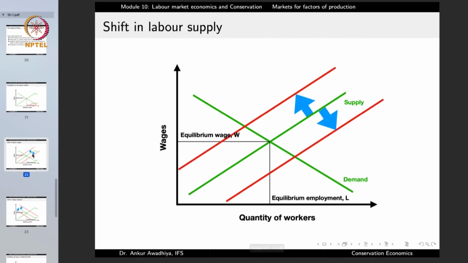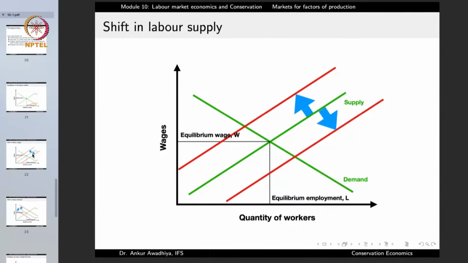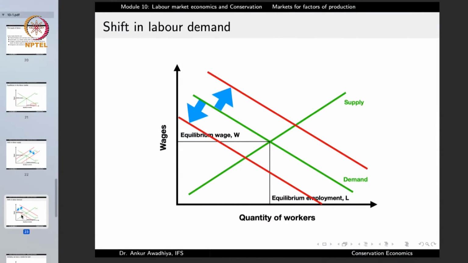And just as in the market for goods and services, we can have a shift in the labor supply. The supply may increase, the supply may decrease. For example, in the beginning of the agricultural season, the supply of labor to the industries will decrease. At the end of the agriculture season, the supply of labor to the industries will increase. If we have alternative employment opportunities, then the supply of labor will decrease to firms. So there are a number of ways in which we can have a shift in the labor supply, and we can also have a shift in the labor demand.